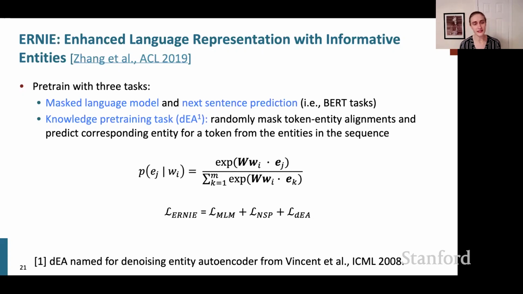And their motivation for doing this is that if you don't have this task, all you're ever going to be predicting is a token with the masked language model loss. And you really, to encode knowledge, should also probably be predicting over entities. So by adding this task, they have some kind of task that is actually predicting the entity. And they also suggest that this might better fuse the knowledge or the entity and the word representations than just using the fusion layer. Their final loss is then the summation of the masked language model loss, the next sentence prediction loss, and this dEA knowledge pre-training task loss.